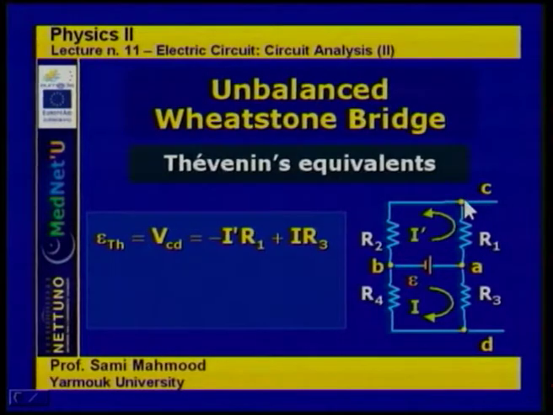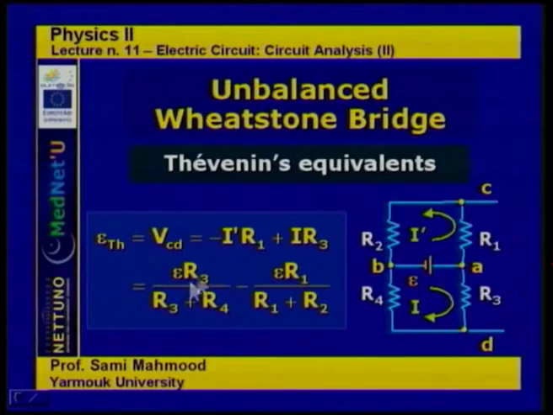And that is equal to, as we go from C to D, we go from C to A first across R1, and that is equal to minus I prime times R1, because as we go from C to A, we're going against the current. So this is minus I prime R1, and here from A to D plus I times R3, because we are going with the current. And so this is epsilon Thevenin.